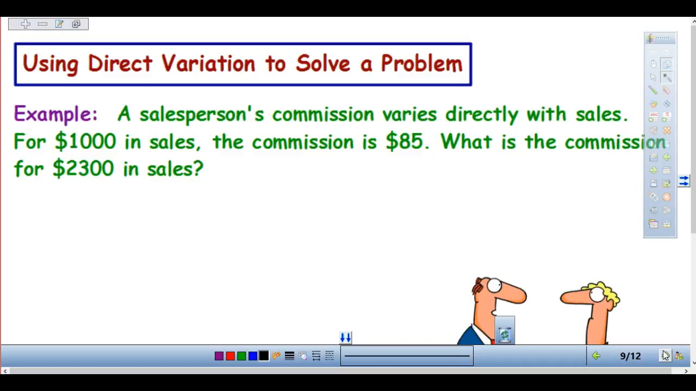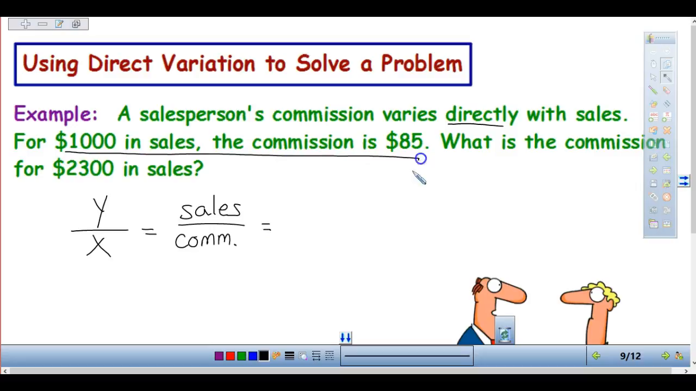Well, what do you guys want to put on the top? Because remember, it's direct. So I'm going to take something and divide it by something. What do you want y to be? 1,000. Okay, so I'm going to say we want sales over commission. It doesn't matter. If you want to flip it for commission on top, that's fine. But you guys said this first, so let's do this. So 1,000 and 85. Do you agree that that's one group? One sentence, that's going to be one of your pieces of information. So we're going to take 1,000 divided by 85.